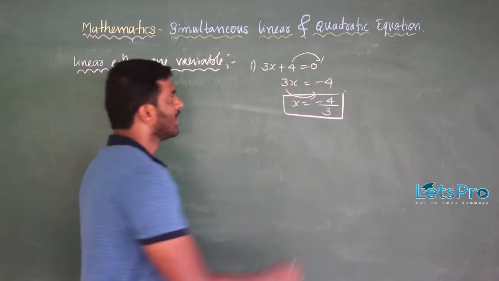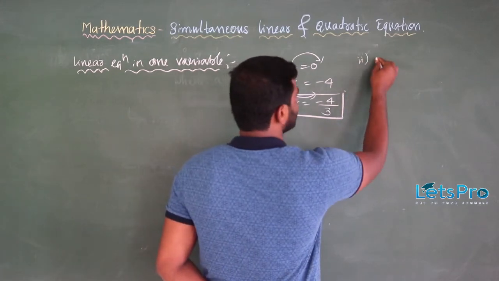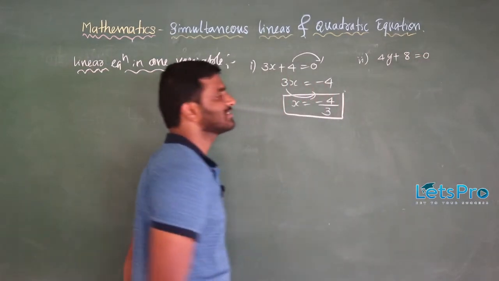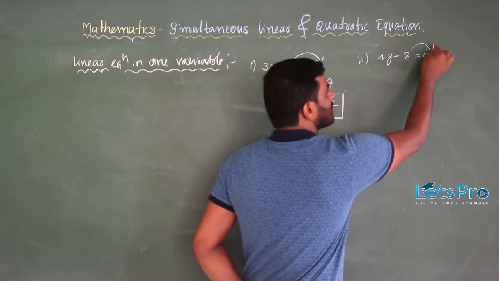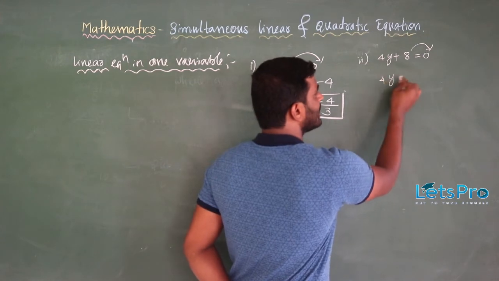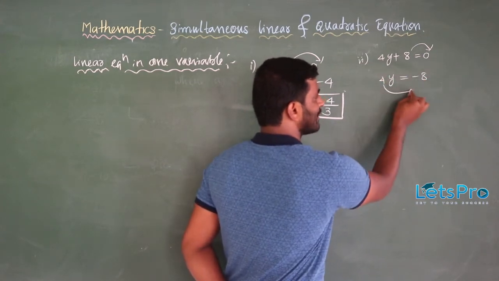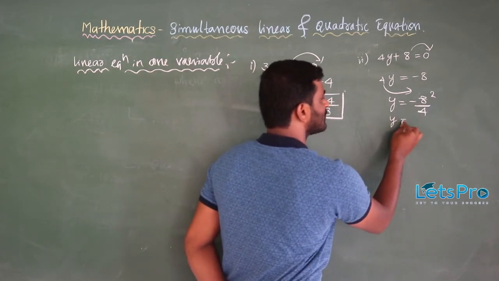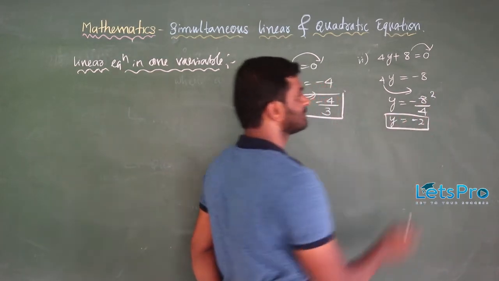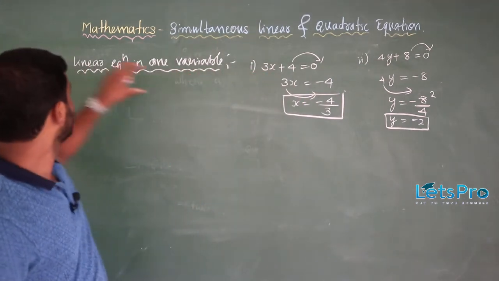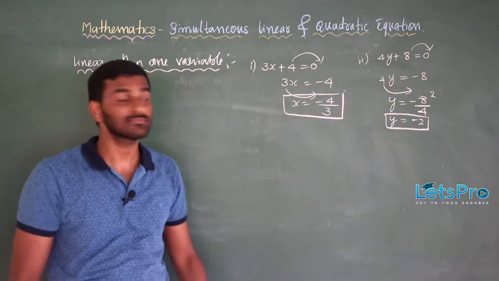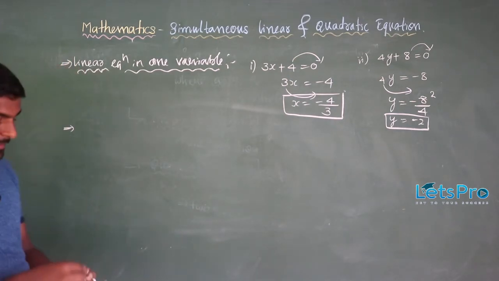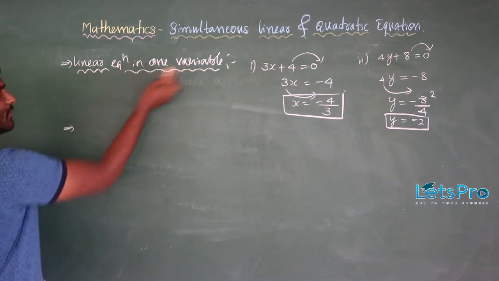Only one solution. If it is 4y plus 8 is equal to 0, what is the answer you are getting here? Take the constant 8 to the right side, hence 4y is equal to minus 8. Take the 4 to the right side, y is equal to minus 8 divided by 4, that is minus 2. So y is equal to minus 2 is the required answer. This is about the linear equation in one variable.